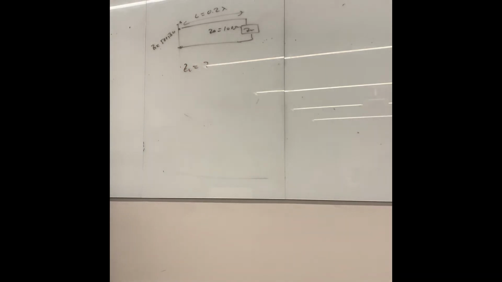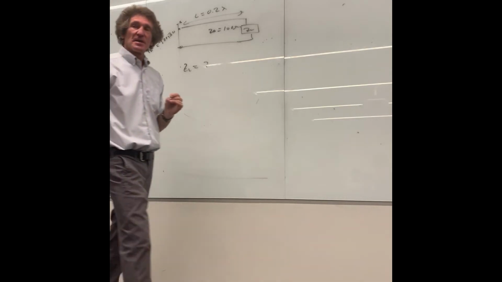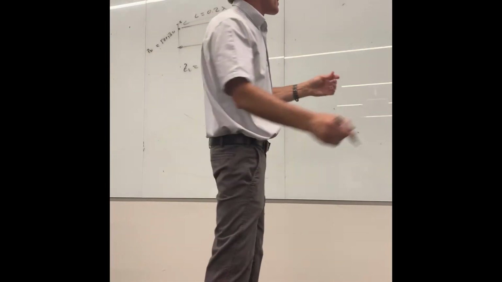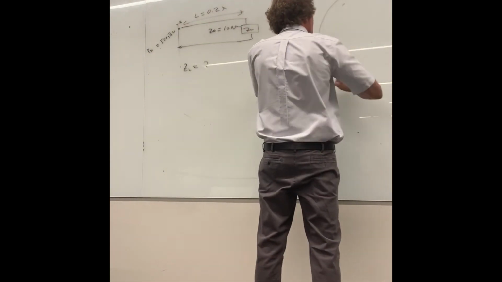Are you with me? Now we could get it from an equation. We could write Zn is equal to Z naught times ZL plus J Z naught tangent of beta L over Z naught plus J ZL tangent of beta L. We could manipulate that. It would take a while, by the way. It's not easy. This is Zn right here. Now, how do we do this problem? First, if you can, get a fresh Smith chart out to do this one. How do we do this problem?